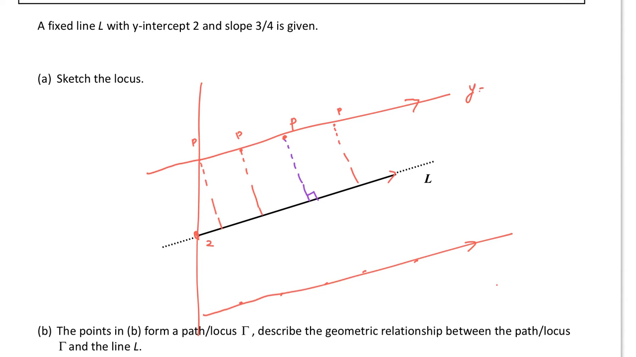So I know the equation of these two straight lines, that means the equation of gamma, must be y is equal to 3 over 4 x plus c, where c is the y-intercept. But how to find the y-intercept? The second piece of information we have is the equal distance. The distance between these two straight lines is equal to 3. That means this is 3 and this is 3.